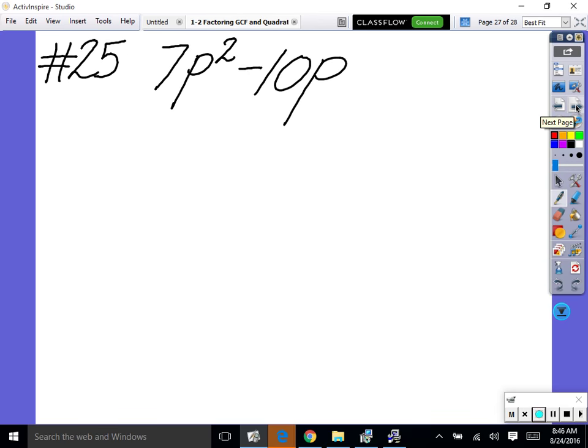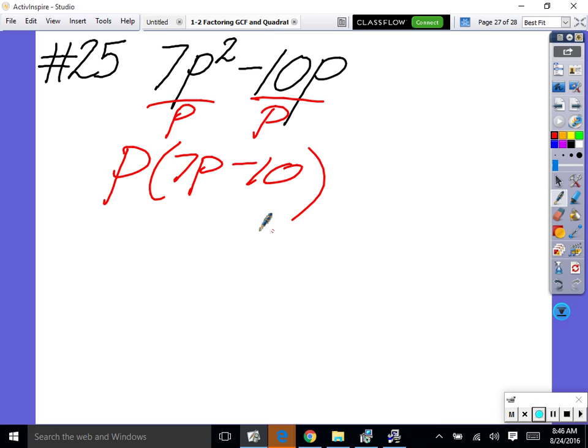Number 25, would we do a times c adds up to b? No. What's in common? This is on your worksheet. What's in common? P. So then left is 7p minus 10. We wouldn't make this a times c adds up to b. We could do that, but then it takes really deep. I mean, we could do that. Wasn't that 10 times easier? So we wouldn't do that because why make it harder?